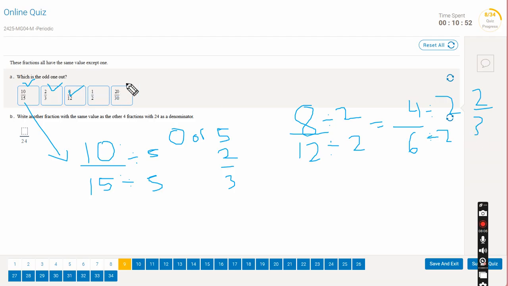Now 1 over 2, and then there's 20 over 30. Right? 20 over 30 again. Divisibility rule of 10. Whenever the numerator and the denominator both end in 0, you can cross out the zeros. You can divide them by 10. Okay? And you can cross out the zeros. And that will be 2 over 3. Again, this is 2 over 3. So which one is the odd one out? The 1 over 2. This is how you're supposed to do this question, okay?